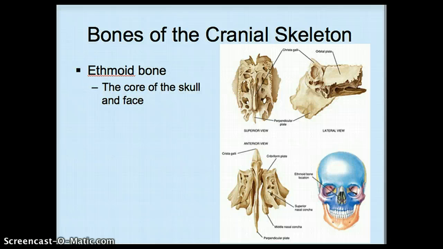So inside our cranial skeleton, there is the ethmoid bone, and this bone has a presence in the cranial, nasal, and orbital spaces, and it makes up the core of the skull and the face. So you can see this large ethmoid bone here. This is what it looks like, and it's inside of your cranial skeleton.